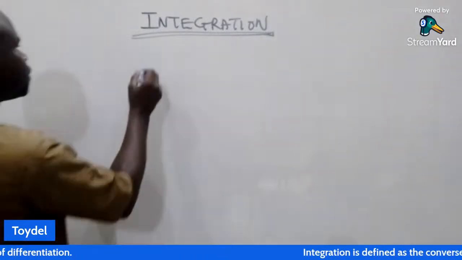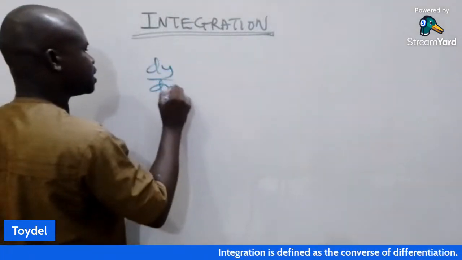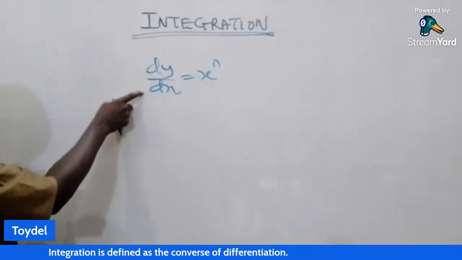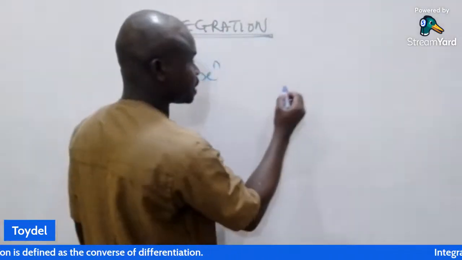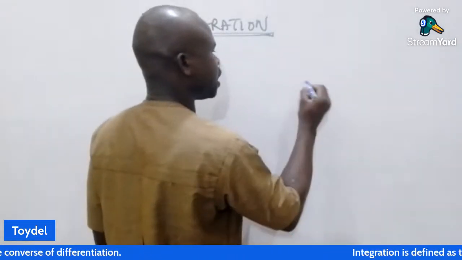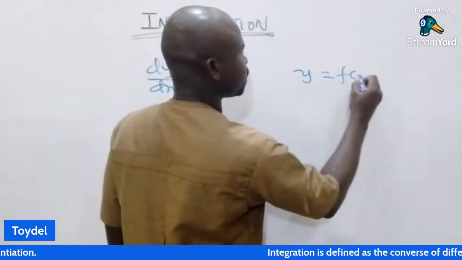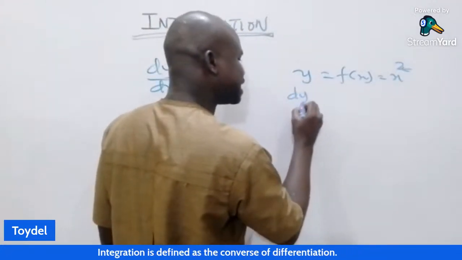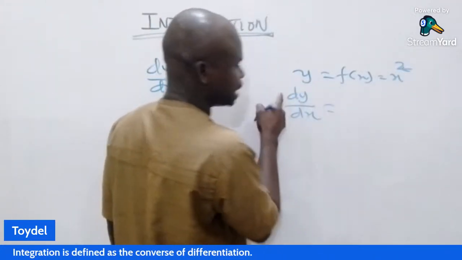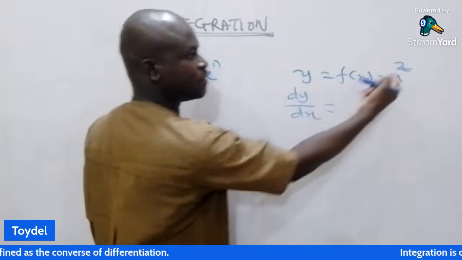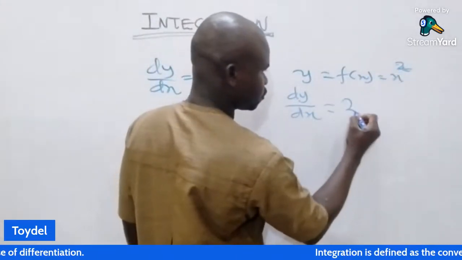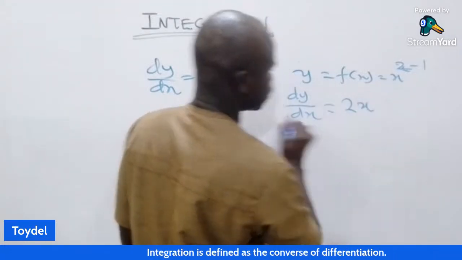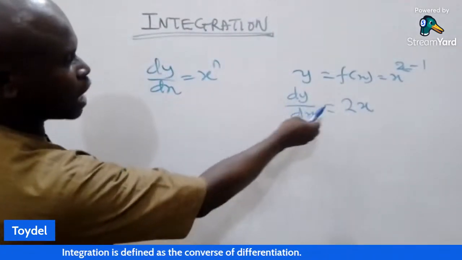For instance, if we have dy/dx equal to x raised to n, this is the derivative. This is called differentiation. Under differentiation, if y is a function of x, say x squared, then the slight change in y over the slight change in x, dy/dx, is differentiation. Taking the derivative, the 2 comes down, we have 2x, then we subtract 1 from the power, that'll be 1. So dy/dx will now be 2x.